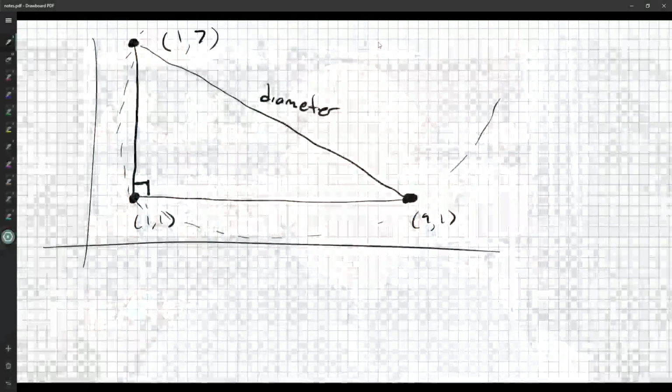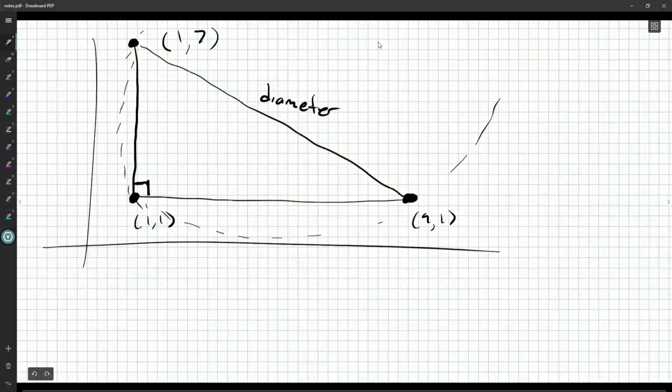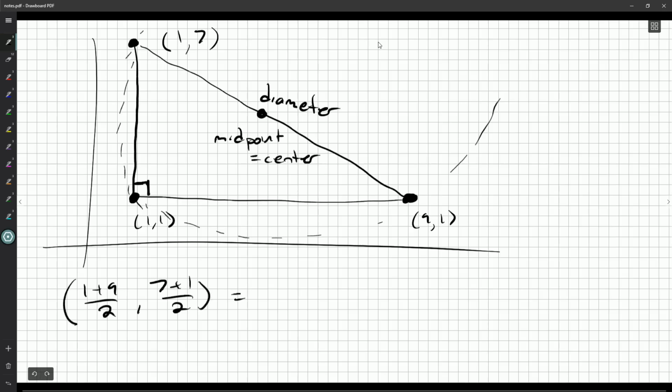But when we make this observation that, oh, if I've got a section of a circle and I can put a right angle triangle there, the hypotenuse of that right angle triangle must be a diameter. Nice circle fact, then suddenly this question is blown wide open. I can figure out the center of my circle. The center of the circle is just going to be the midpoint of the diameter. So how do we figure out midpoint? Well, you add up and average the x coordinates and average the y coordinates. We'll get 10 over 2, which is 5, and 8 over 2, which is 4.